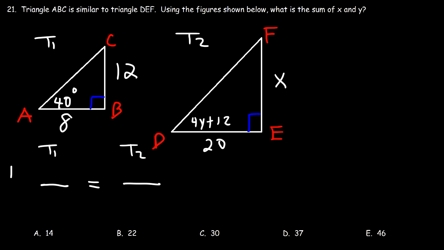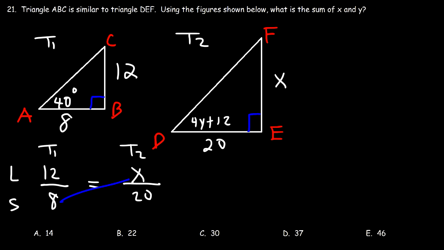Now, let's say the top part is going to be referenced to the long side, and the bottom part, the short side. So the long side of triangle 1, that's BC, which is 12. The short side of triangle 1 is AB, which is 8. The long side of triangle 2, that's X. EF has to correspond to BC. And the short side of triangle 2 is DE, which is 20. So now let's solve for X.